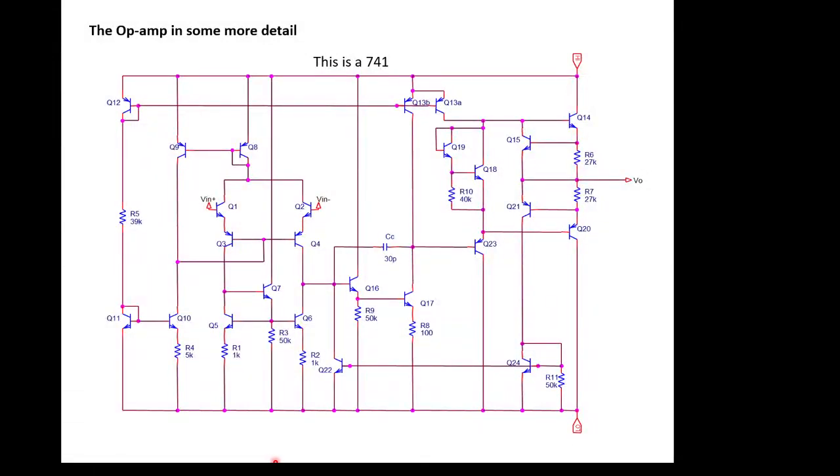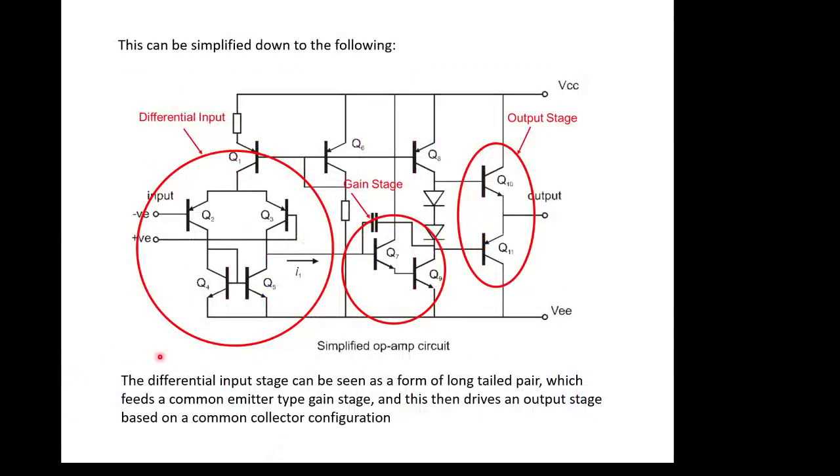The 741 internally looks like this with quite a few transistors in there. And you've probably looked at this in other courses as well. We can simplify that down a little bit, and we end up with a differential input, which allows us to connect DC signals in here, but we have to think about the biasing. We've got a gain stage. So this is called a Darlington pair or a super beta transistor, which gives us a huge amount of gain. And then we've got an output stage, which is basically a common collector amplifier, which gives us some current gain rather than voltage gain. And this gives us the output impedance that we're interested in.